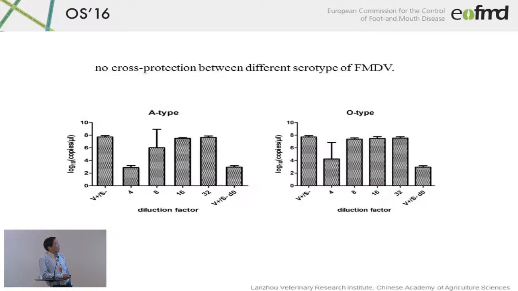And of course, you always ask whether it's specific for the Asian one. So we used the Asian one virus, incubated with the A type seropositive and O type positive sera. You can see here all indicators are negative because the virus load is quite close to the control, and if you do the percentage of reduction, they're quite close to the negative sample, less than 23%.